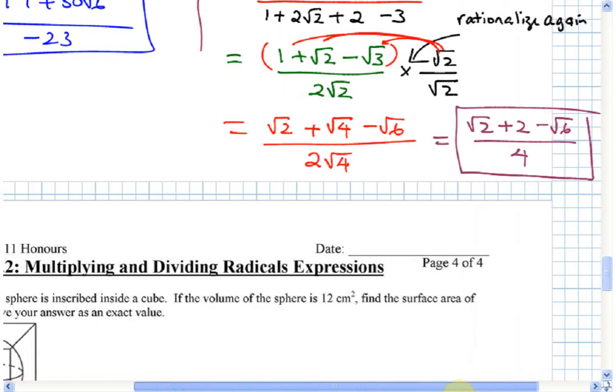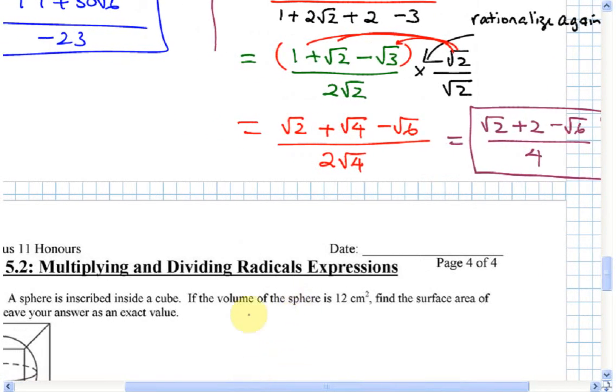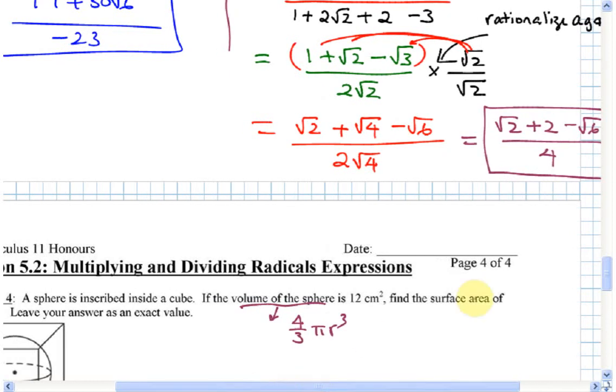For those of you who forgot the formula for the volume of a sphere, the formula is just 4/3 pi r cubed. And if you forgot the surface area of a cube, that's just 6s squared. S stands for the side length. All right? So I'll give you a chance to look at number 4 first. You might want to try to find the radius first, and then we'll talk about this.